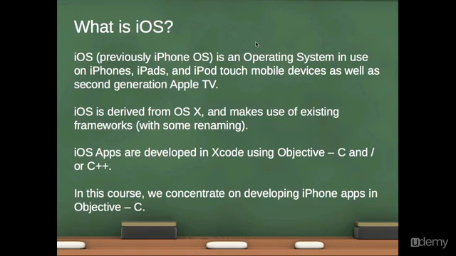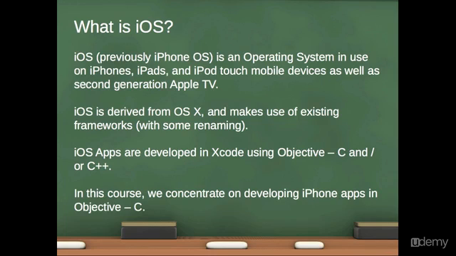So first of all, what is iOS? iOS, previously called iPhone OS, is an operating system that is used on iPhones, iPads and iPod Touch mobile devices, and it's also used on the second generation Apple TV. It's derived from OS X, and it makes use of some of the existing frameworks in OS X, with some renaming in these frameworks, but basically iOS is a version of OS X that is made to be run on touch devices. We develop iOS applications in Xcode, and we use a language called Objective-C primarily.